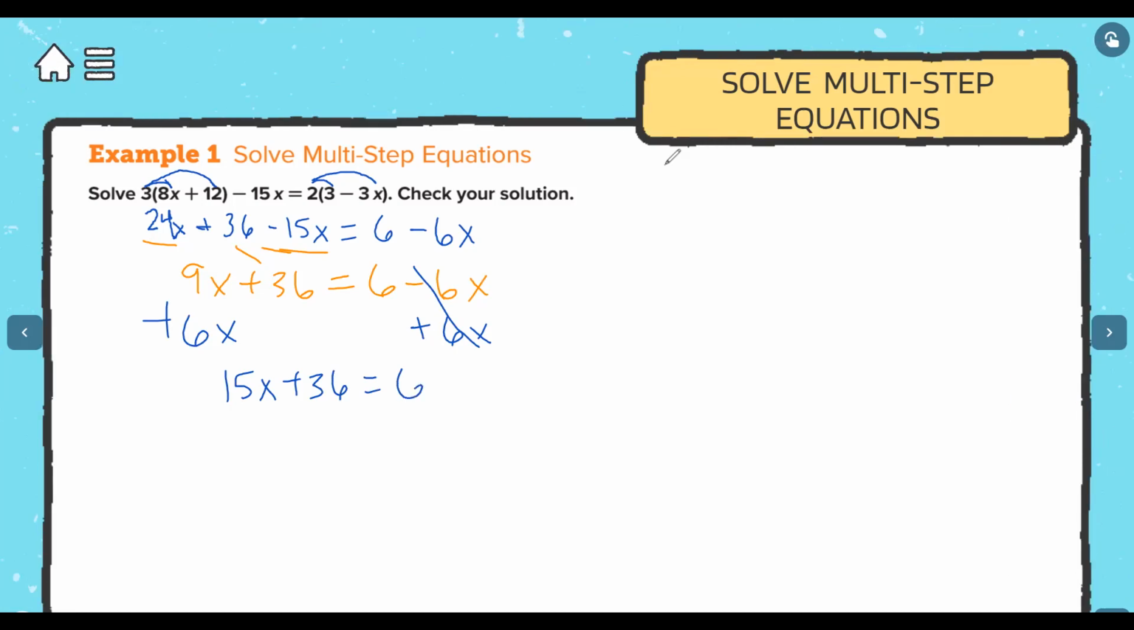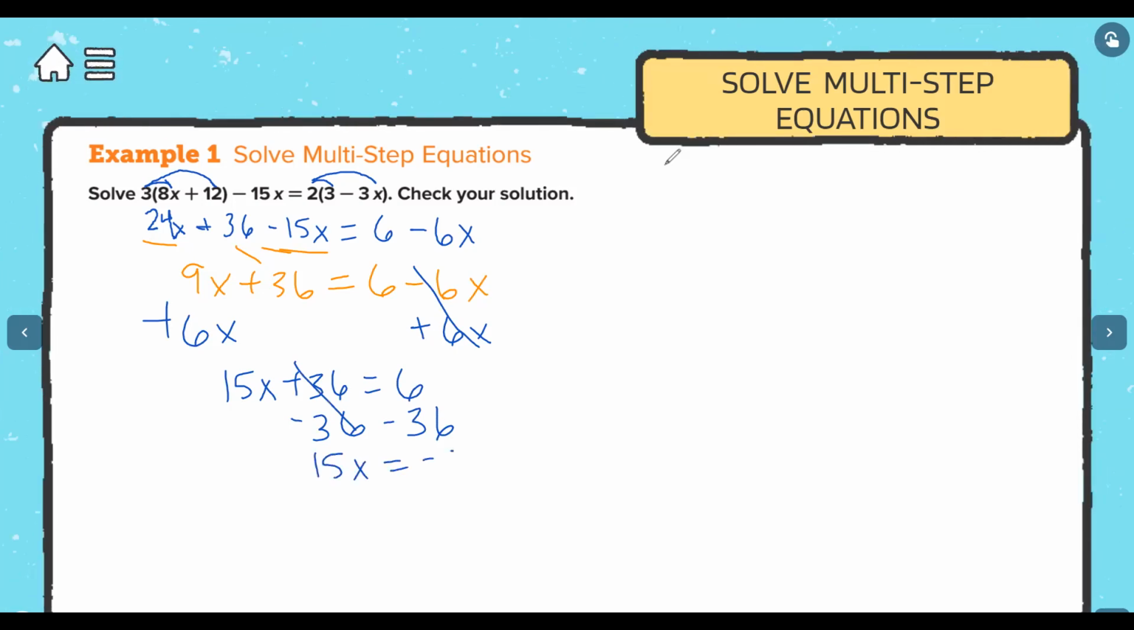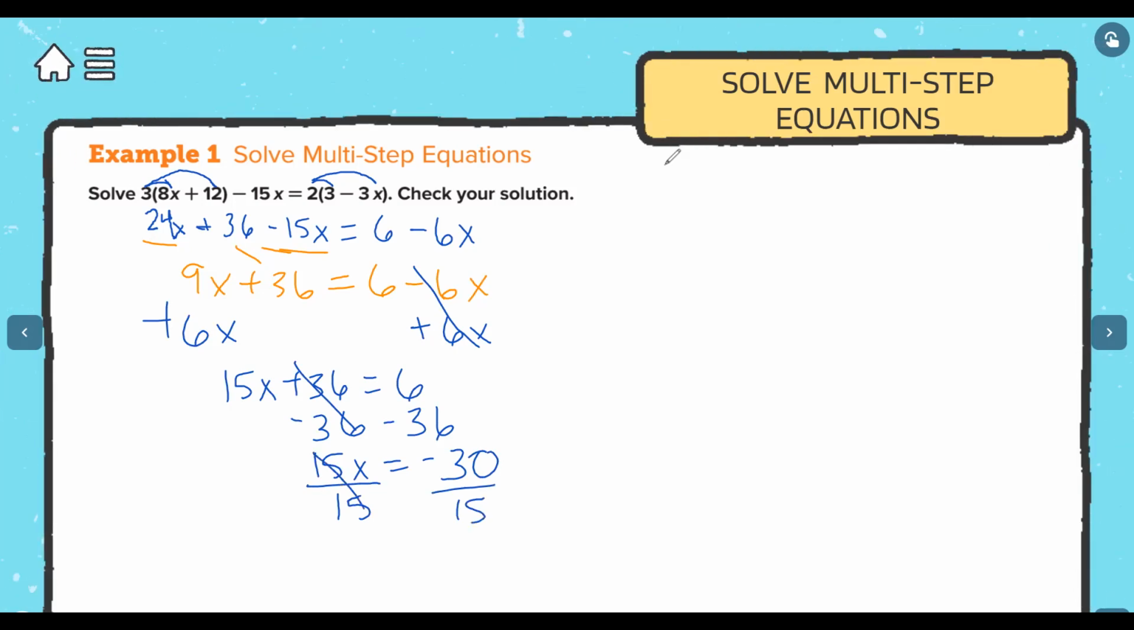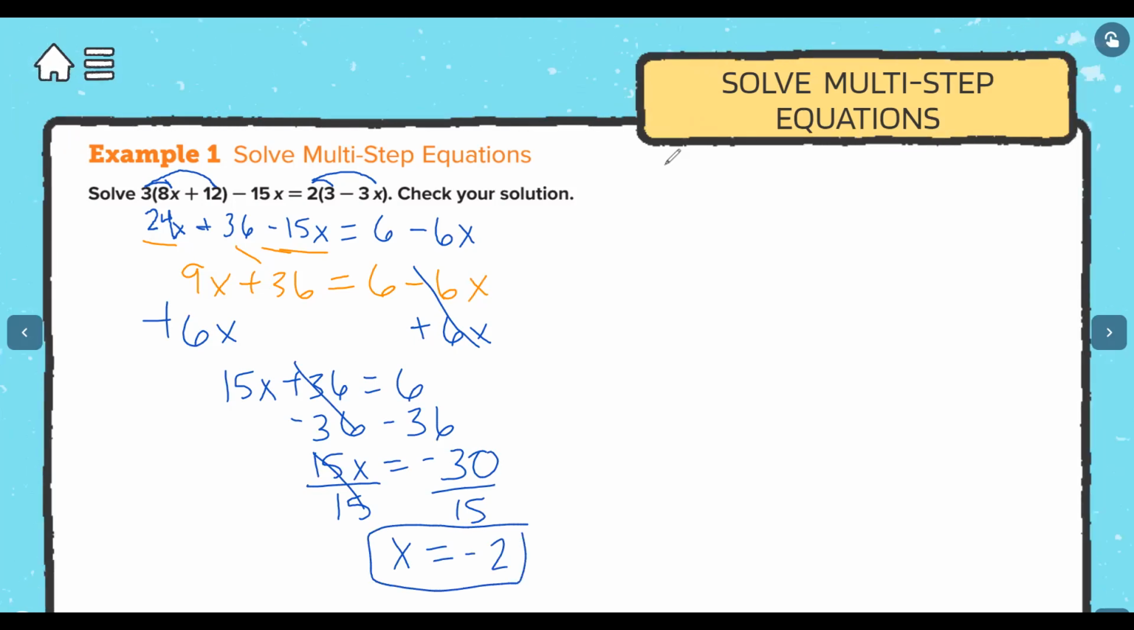It's equal to 6. Now this 36, it's adding, so we're going to subtract it. This one is eliminated, so we have 15x is equal to negative 30. Now the last step, since these two are multiplying, we have to divide. We divide by 15 on both sides, so x is equal to negative 2. Okay, good. So this is another example that we did in class, just right here so you can remember. Let's do one more.